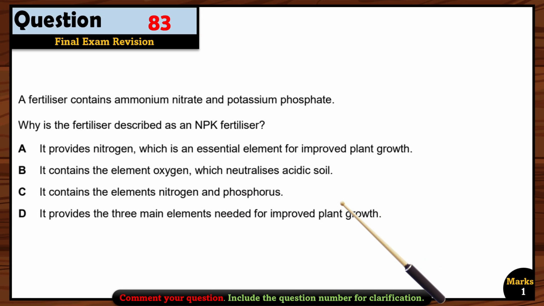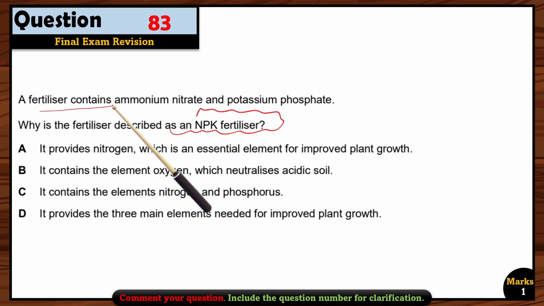Again, a same question. Why is the fertilizer described as NPK fertilizer? A fertilizer containing ammonium nitrate and potassium phosphate. Why do we call them NPK fertilizer? It provides nitrogen, which is an essential element for improving the plant. Yes, it provides nitrogen, but NPK doesn't only provide nitrogen. It also provides phosphorus and potassium. So you have to choose an option that provides everything.